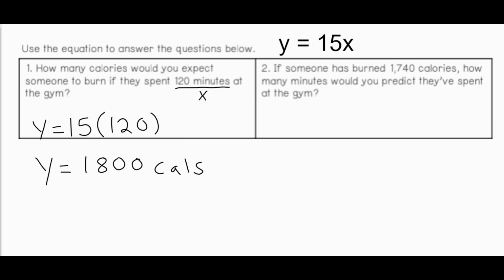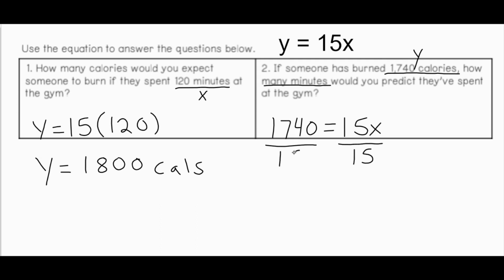Number two, if someone has burned 1,740 calories, how many minutes would you predict they've spent at the gym? This time we're looking for the minutes, and we're given the total amount of calories. The total amount of calories was my y, so I'll plug in 1,740 for my y. That's going to be equal to 15x. To get 1x, I'll divide 1,740 by 15 to get x equals 116. So if I work out for 116 minutes, then I would burn 1,740 calories.